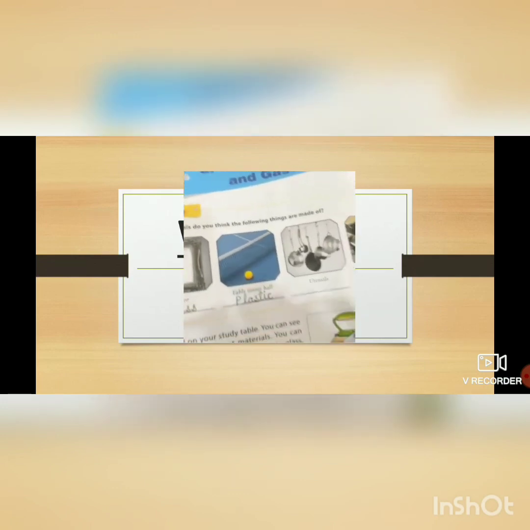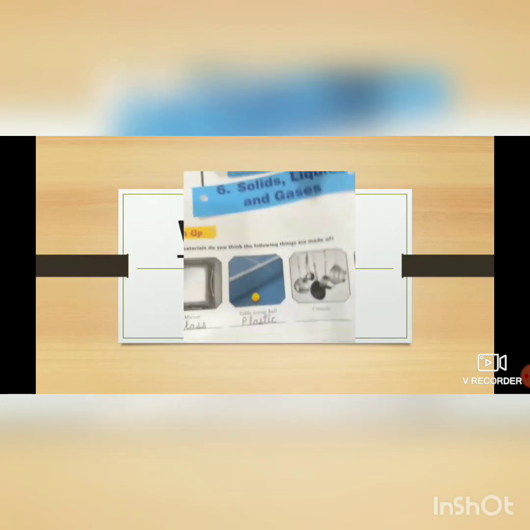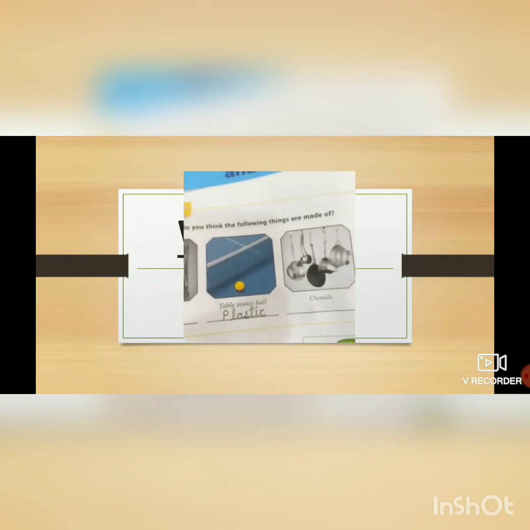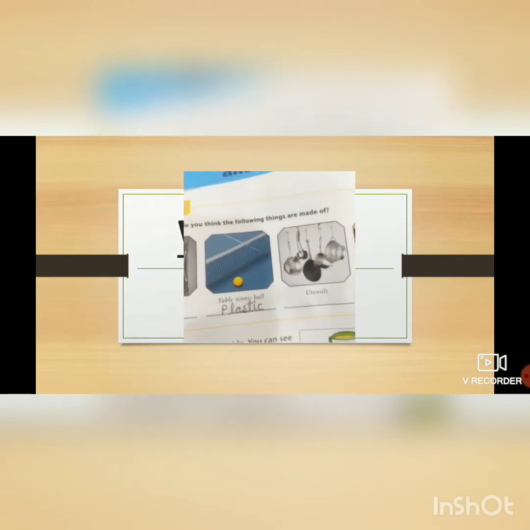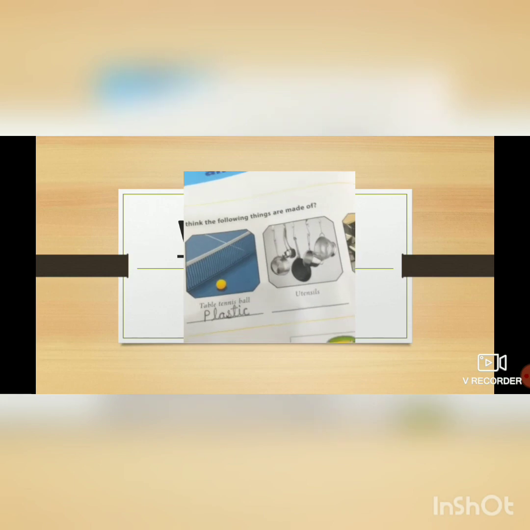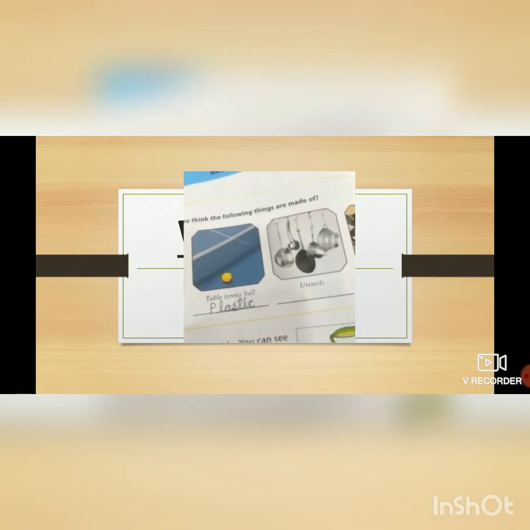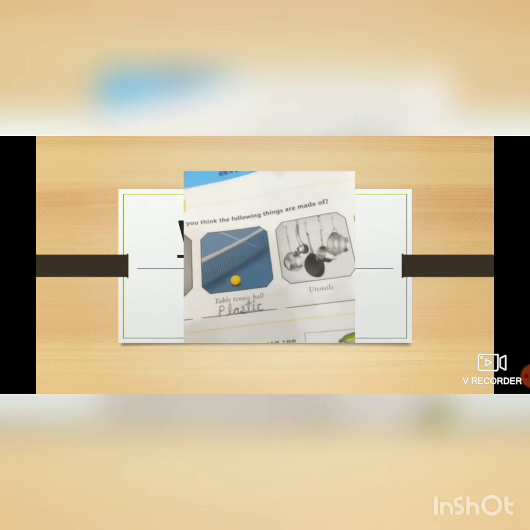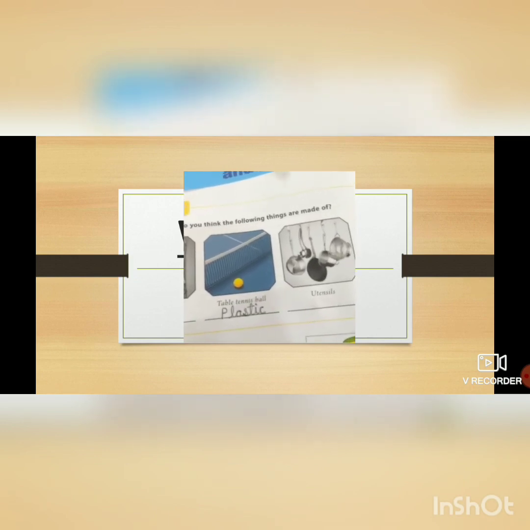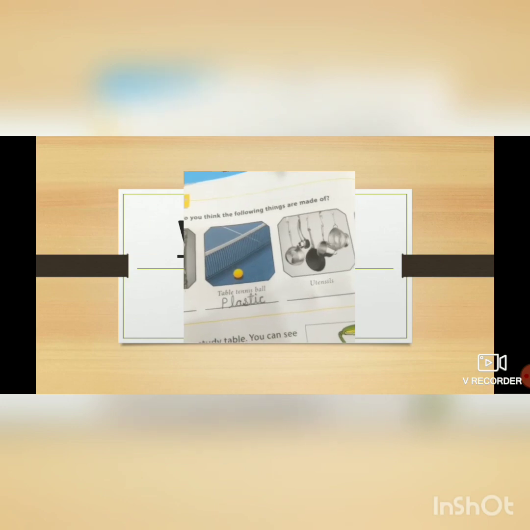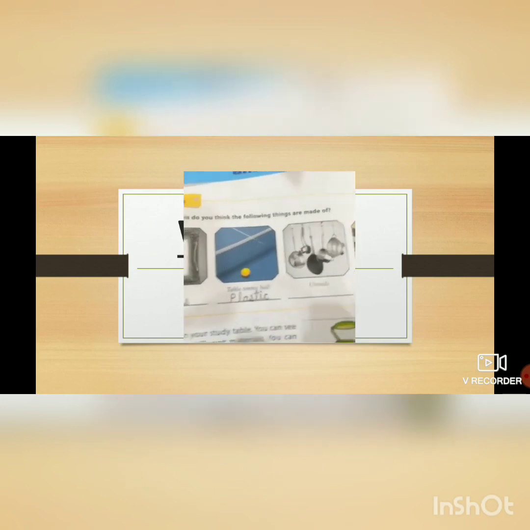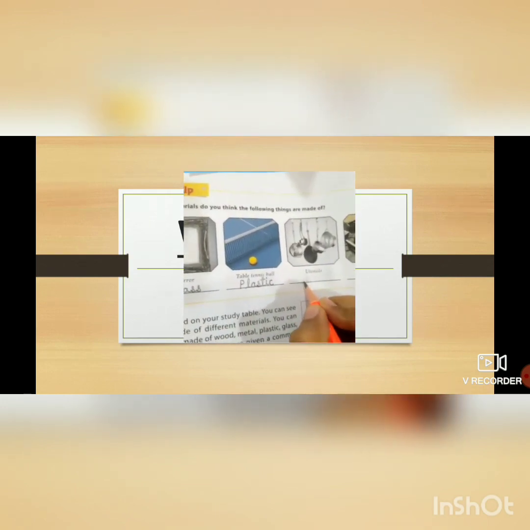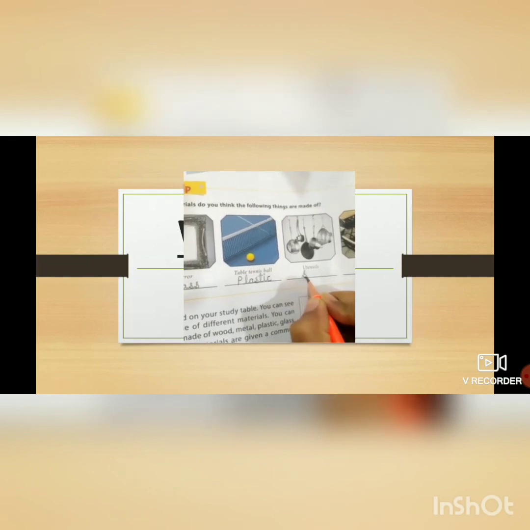Now students, let's see the third object. What can we see in the third column? Yes, there are different utensils, and we know that we can see so many types of utensils in our kitchen. But do you know that most of the utensils are made up of steel? So we are going to write here steel. Most of the utensils which are present in our kitchen are made up of steel.